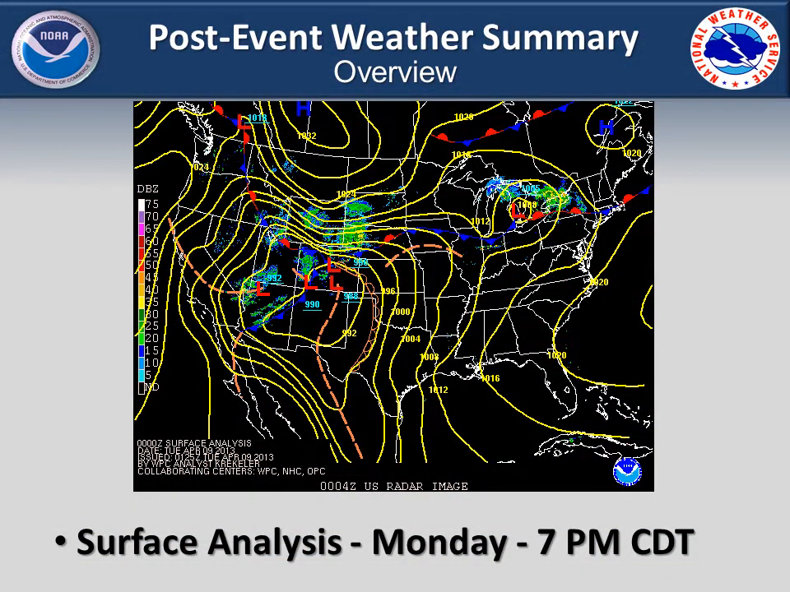This is the surface pressure analysis for Monday evening at 7 p.m. A low pressure system was situated over Colorado with a stationary front draped across Nebraska. Thunderstorms were just getting underway in northeastern Colorado, and that activity eventually moved into southwestern Nebraska. Also, rain was changing to snow across parts of the Nebraska Panhandle.